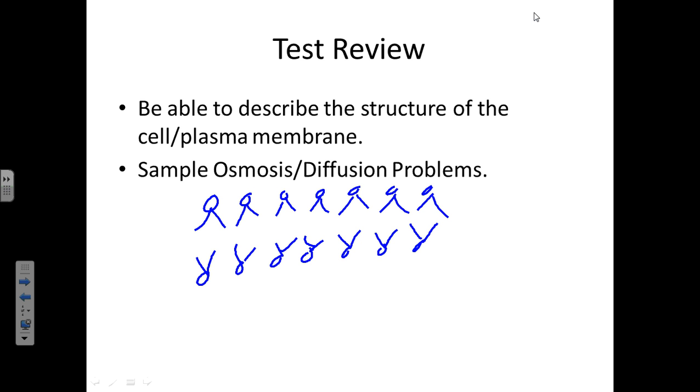What kinds of things did we say could go through that pretty easily? Small and not charged. Small and not polar. But there have to be some other parts of the membrane. You might have something that looks like this. What might that be? Yeah, they're stuck in there. Those are transport proteins. Hold that thought for just a second.